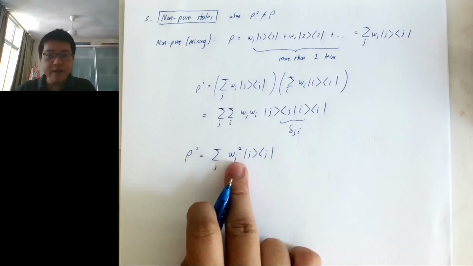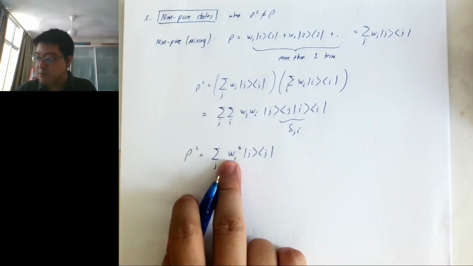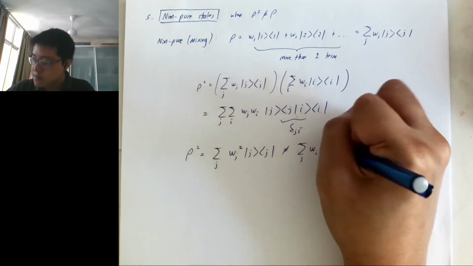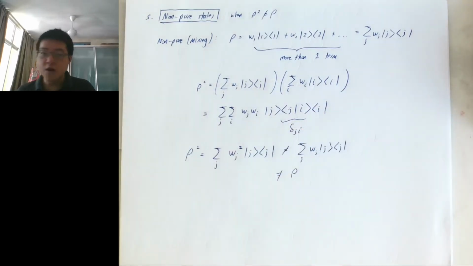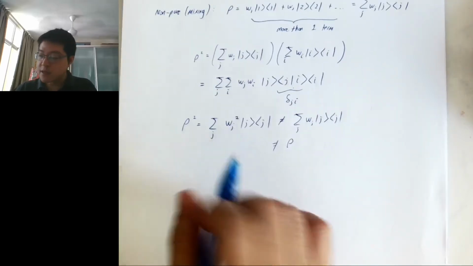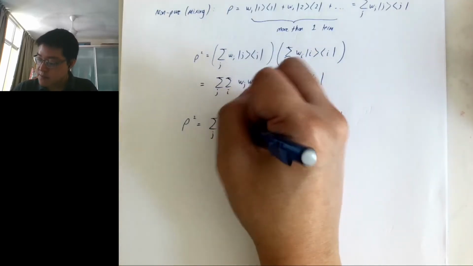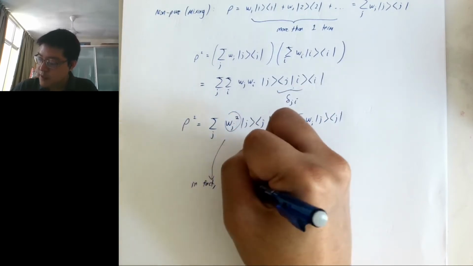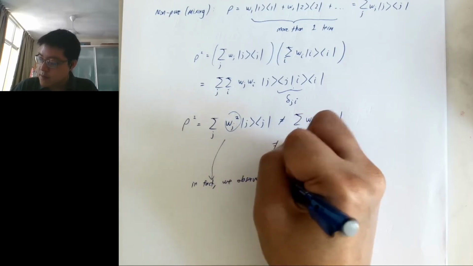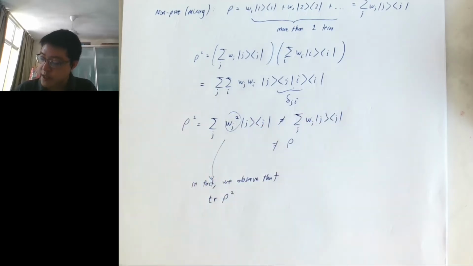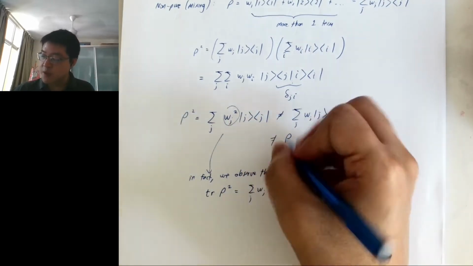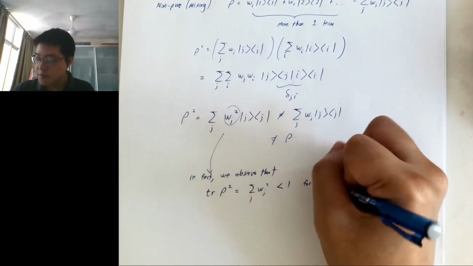Okay, so definitely this is a w square over j. So this is not equal to the original state, right? So this is not equal to the original rho, and in fact this is the wj. So we observe that the trace of rho square is going to be what? It's just the summation of wj square, and if it's non-pure, it's going to be less than 1 for non-pure.